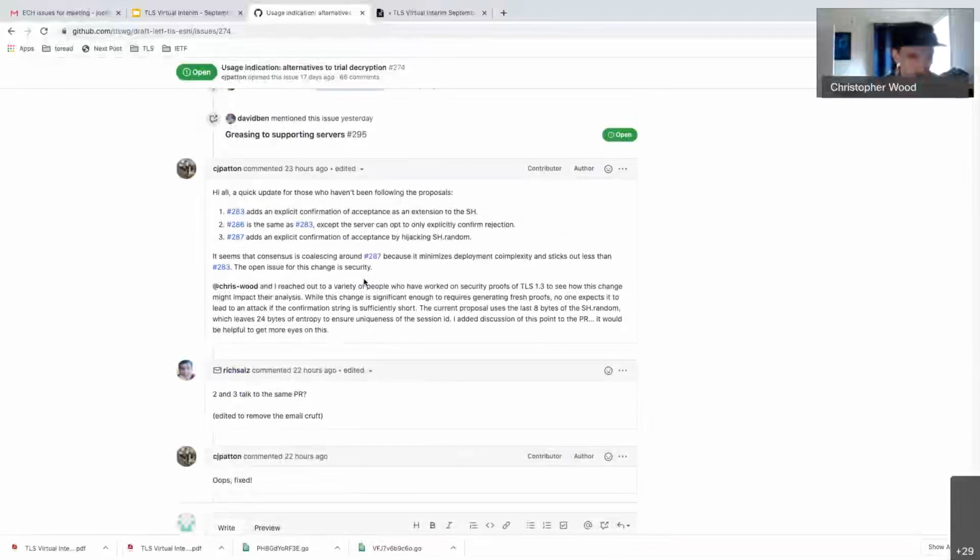Okay, yes. So there are the three proposals, each with a backing PR. The one that seems to be gaining the most momentum is 287, number 3 here, which adds an explicit signal of confirmation by reusing some bytes in the server hello random. This seems to be okay from a cryptographic perspective after consulting with people who are involved in the proofs. I guess, Chris, do you want to say anything more about the particular design or the change?